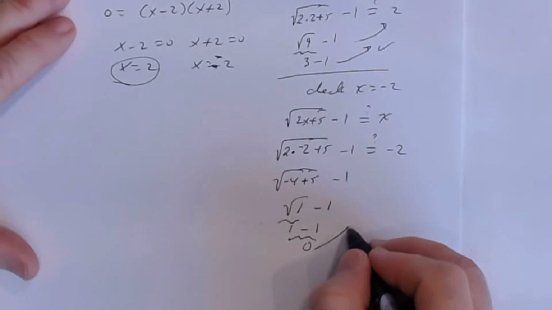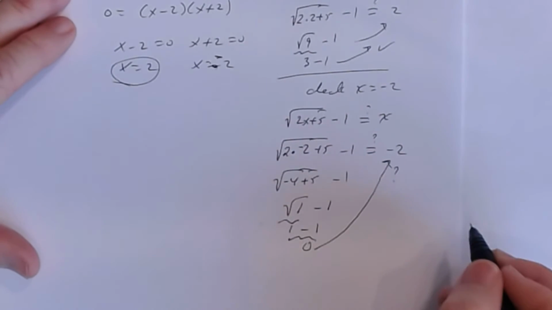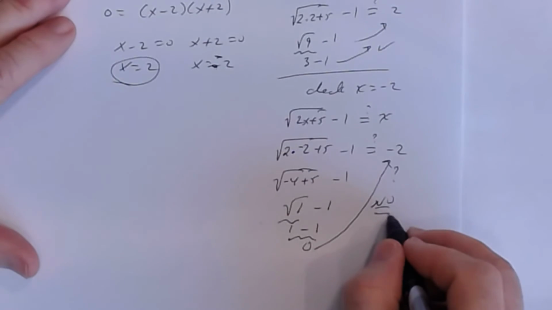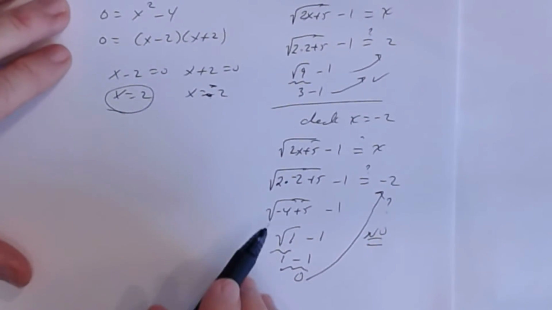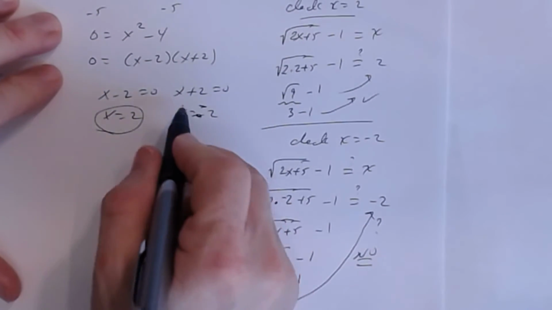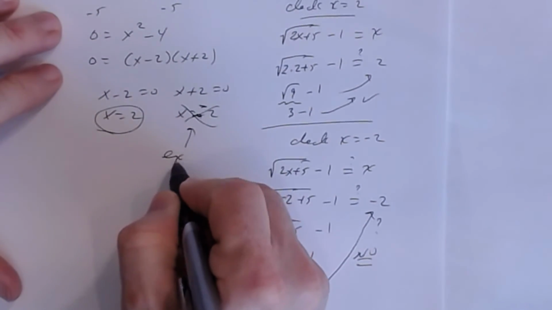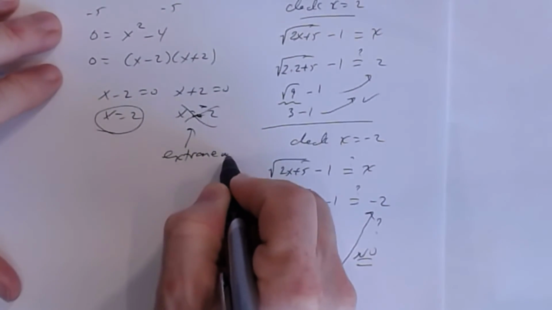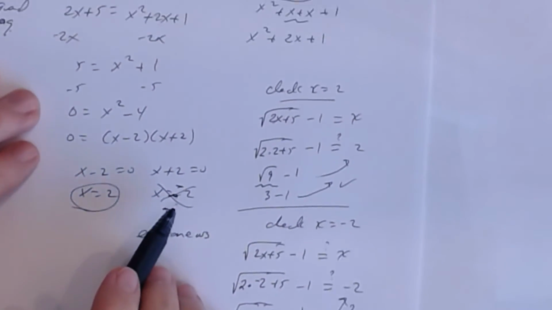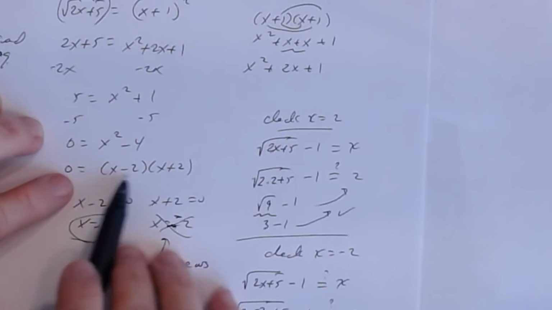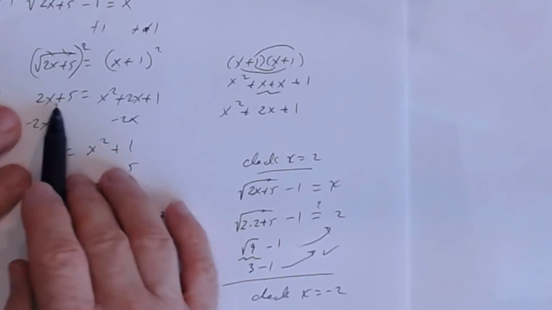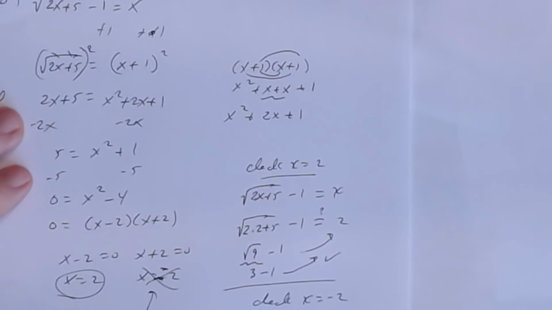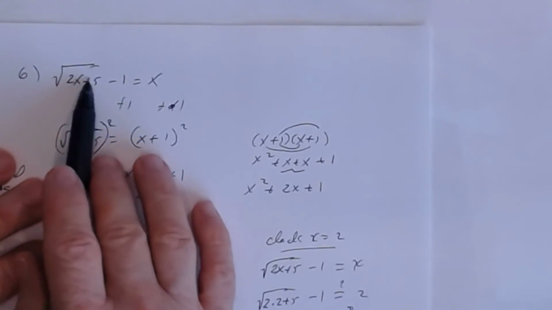And the question is, is 0 the same as negative 2? And the answer is no. Those are not equal. So what that implies is that x equals negative 2 is an extraneous solution. It is a solution to this quadratic, but it is not a solution to the original.